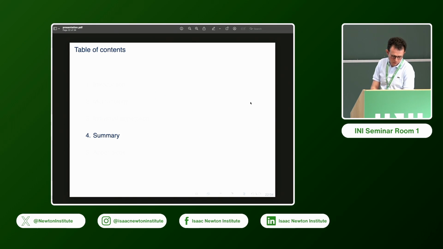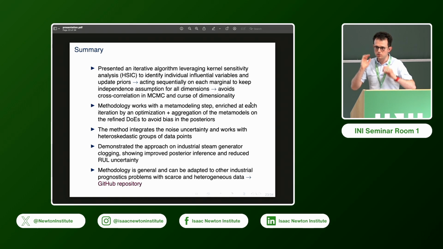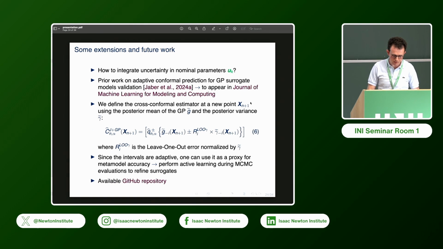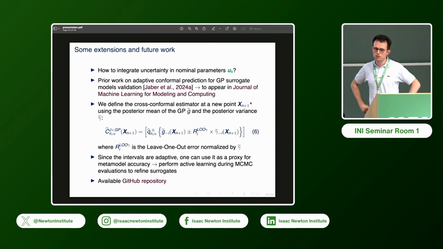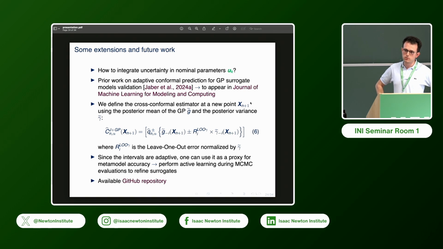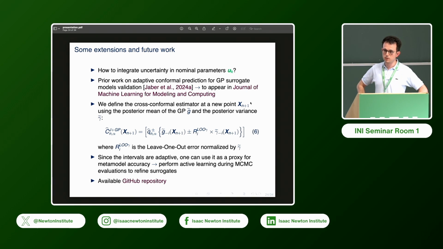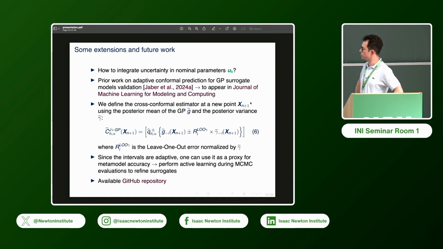Okay, so I'll skip the summary. Hopefully you've understood all that I said. But just to say a word about conformal prediction. We've done some work concerning Gaussian process surrogates and how we can use conformal prediction in this case. So I refer you to Aurelien's poster. He's worked on this, and it's very interesting.